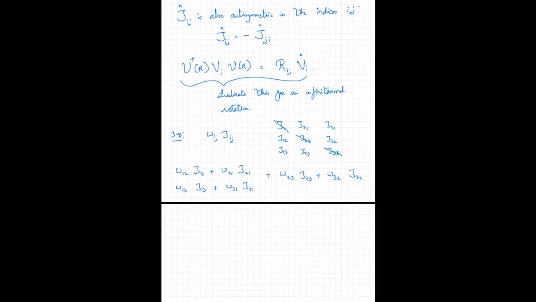Yes, these are the elements that I will have in this summation. But I know that omega 12 is minus omega 21. So for example, if I expand this out, I can write this as omega 12 times (J12 minus J21), and so on and so forth. Does this make sense? Yes, sir. Okay.